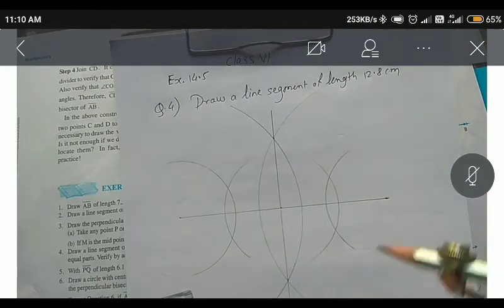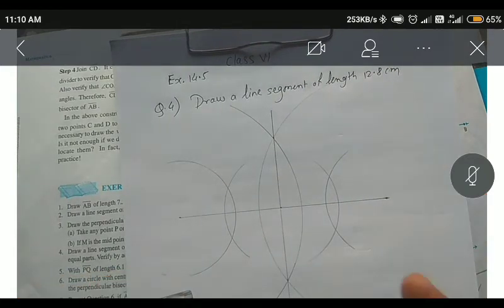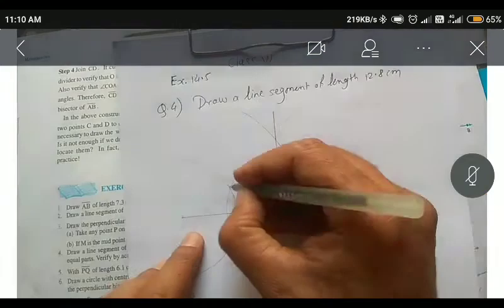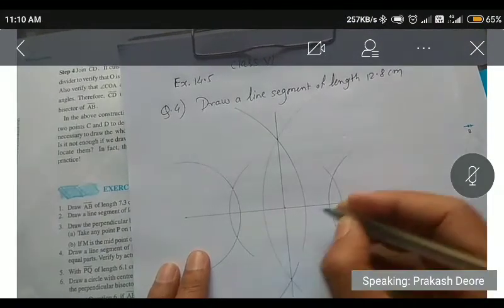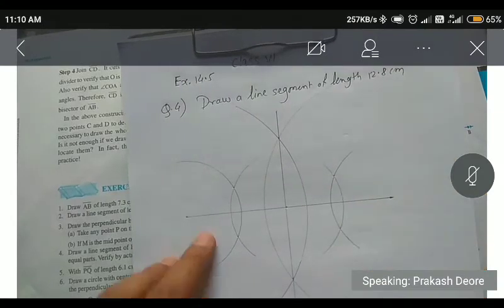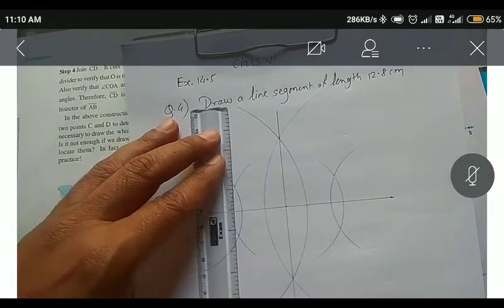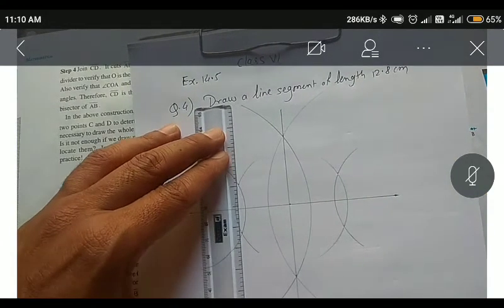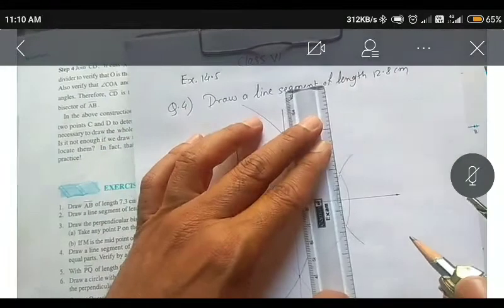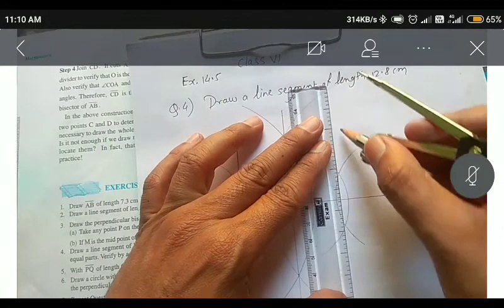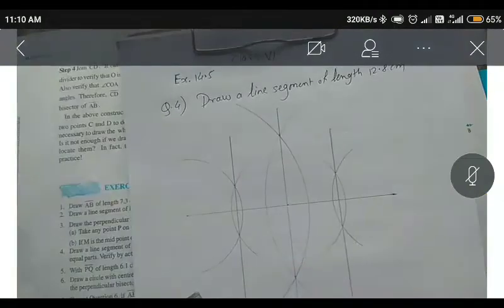Clear? Now here you will get, see, this point, and this point. Join these points. Okay, join these points and join these points. Okay, now you will get 4 parts.